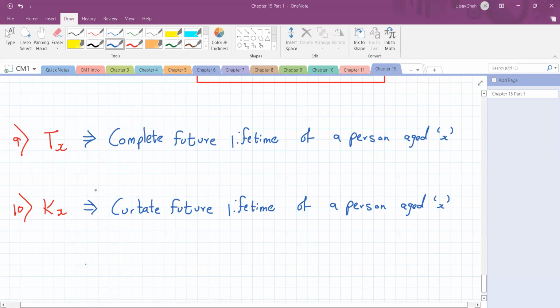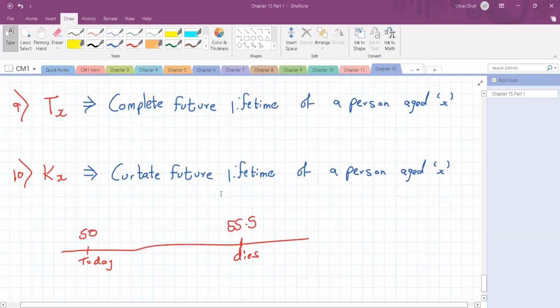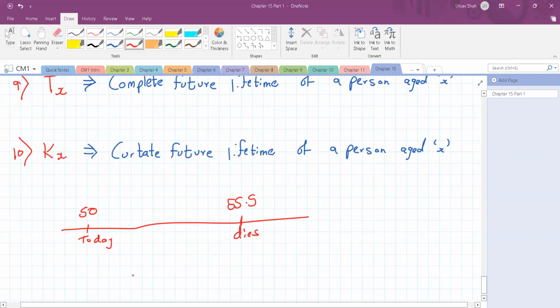So let's say there is a person aged 50 today. He dies at the age of 55.5. So what is the complete future lifetime of this person aged 50? T50, what will it be? He died within 5.5 years, so T50 will be 5.5.